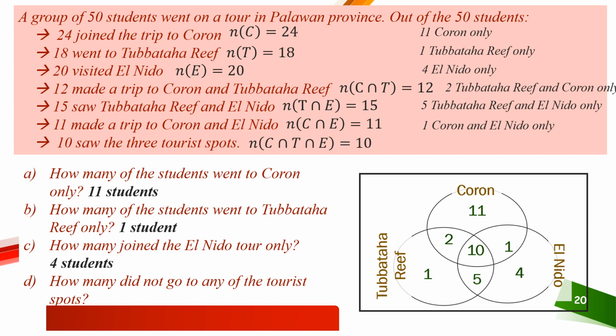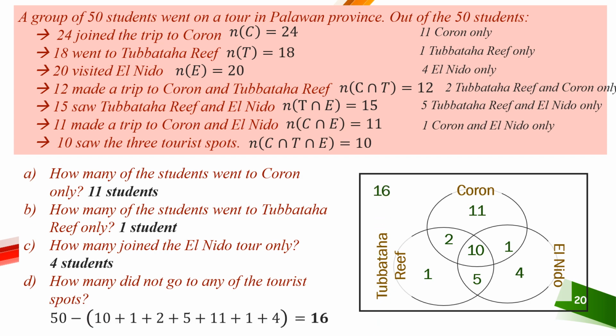How many did not go to any of the tourist spots? Paano natin makukuha ang sagot? Okay. Pagsamahin lahat ng number na nasa Venn diagram. So we have 10 plus 1 plus 2 plus 5 plus 11 plus 1 plus 4. O ilan lahat? The answer is 34. Okay. So but we have 50 students. O ilan ang hindi namasyal? 16. So there are 16 students who did not go to any of the tourist spots.